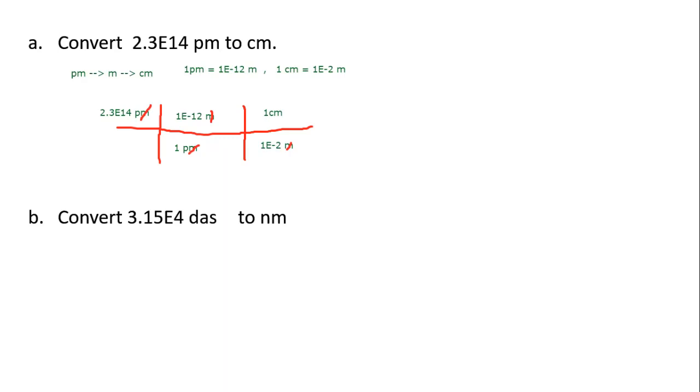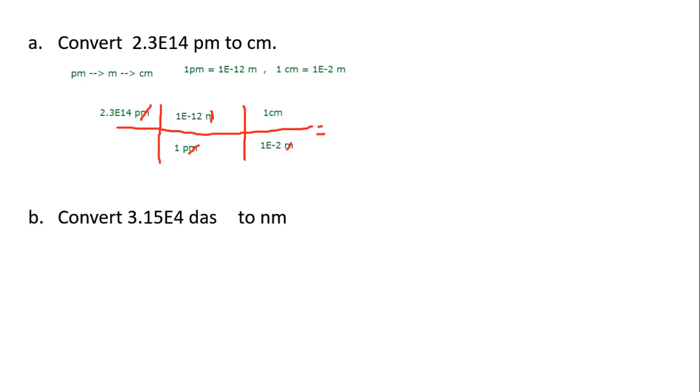Now the cool thing about exponents is when you multiply 2 numbers, you add the exponents. So 10 to the 14th times 10 to the negative 12th is 10 to the 2nd, because when you multiply, you add exponents: 14 minus 12 gives you 2. And then when you divide, you subtract. So 10 to the 2nd divided by 10 to the negative 2. Since it's negative, it's 2 minus a negative 2.